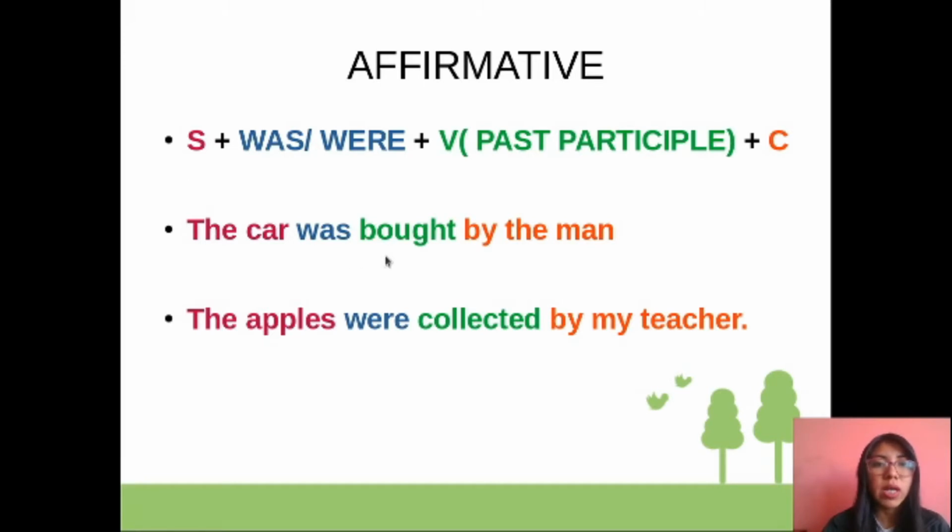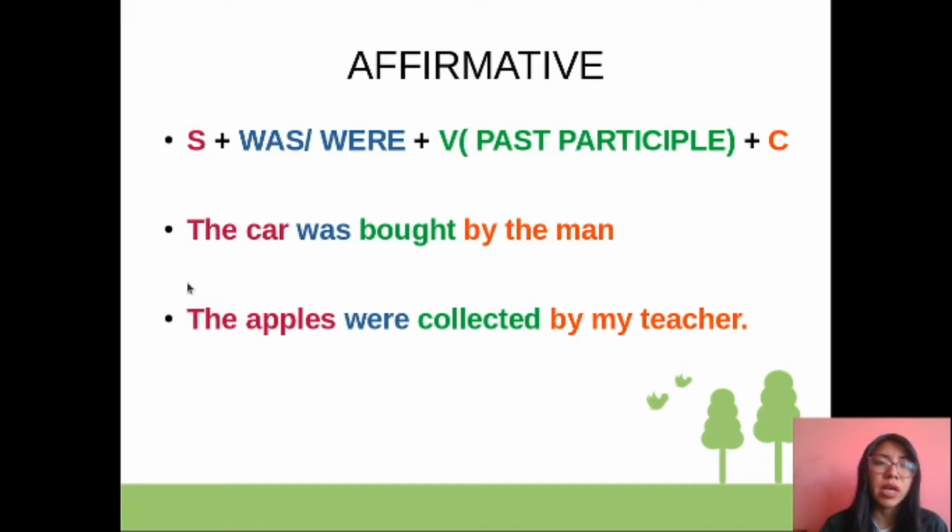Okay? Here we have some examples. The car was bought by the man. Pay attention, in this case we are going to use was because the car is singular, okay? The car was bought, that is the past participle form of buy. The car was bought by the man, that is my complement, by the man, the person who makes that action, okay? In this case it doesn't matter.